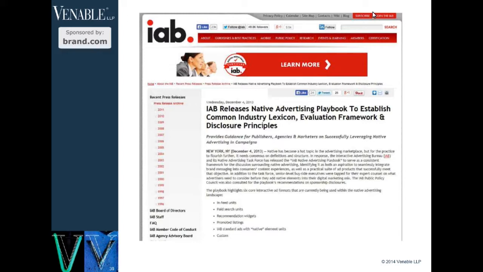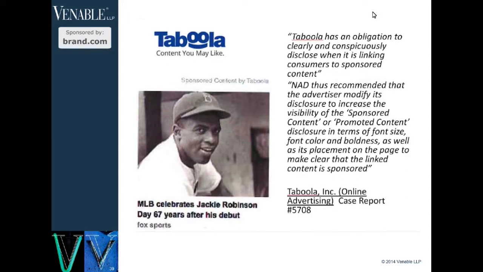The IAB has issued a native advertising playbook. They're very active in this space and have issued some guidelines, which I think will continue to evolve. So that is a good place to go to see current industry thinking and to get some best practices and recommendations.